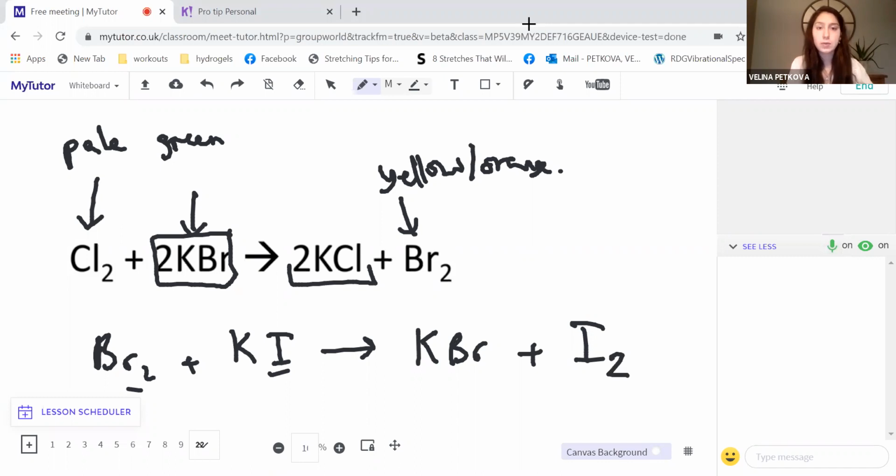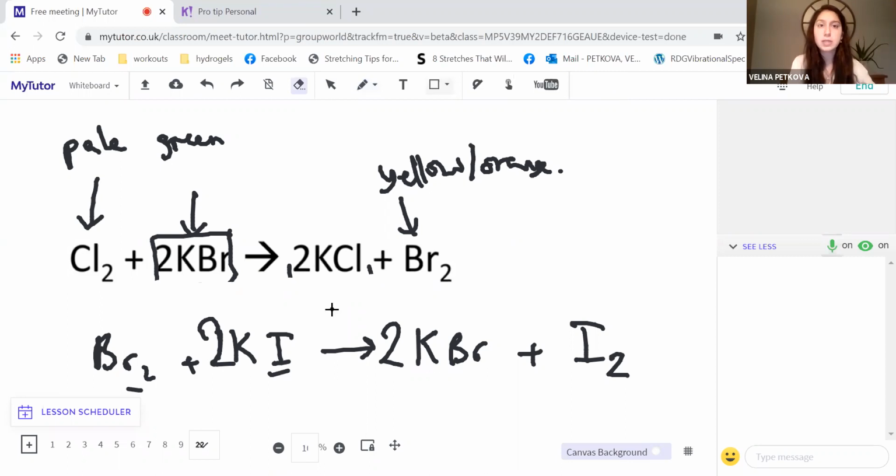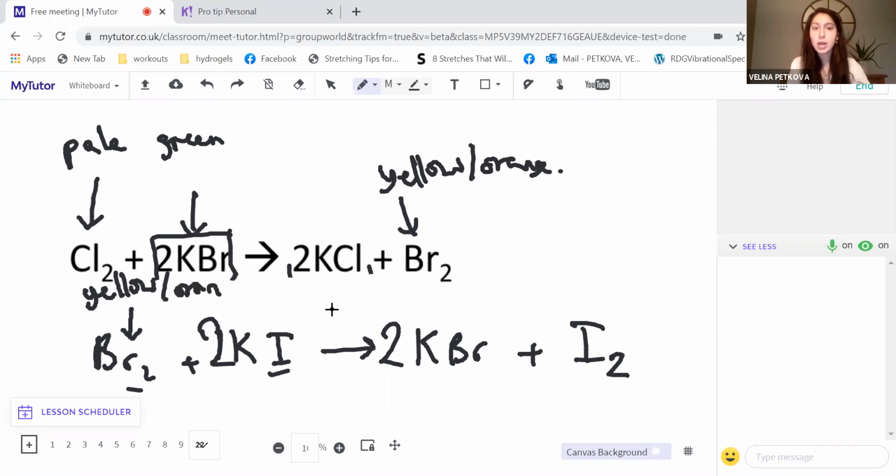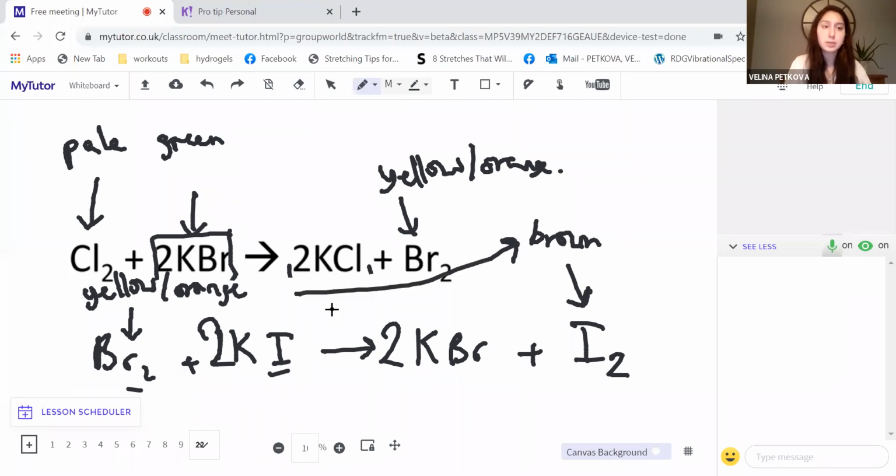Okay, so then we obviously need to balance it. So we'll put a 2 in front of here, a 2 in front of here, and a 2 in front of here. And what color change are we going to see? So what did we say the color of bromine was? We see this color first, so that's yellow or orange. And in the end, we're going to have the color of this, which is a brown solution, okay? So we see a color change from yellow/orange to brown when the displacement happens.